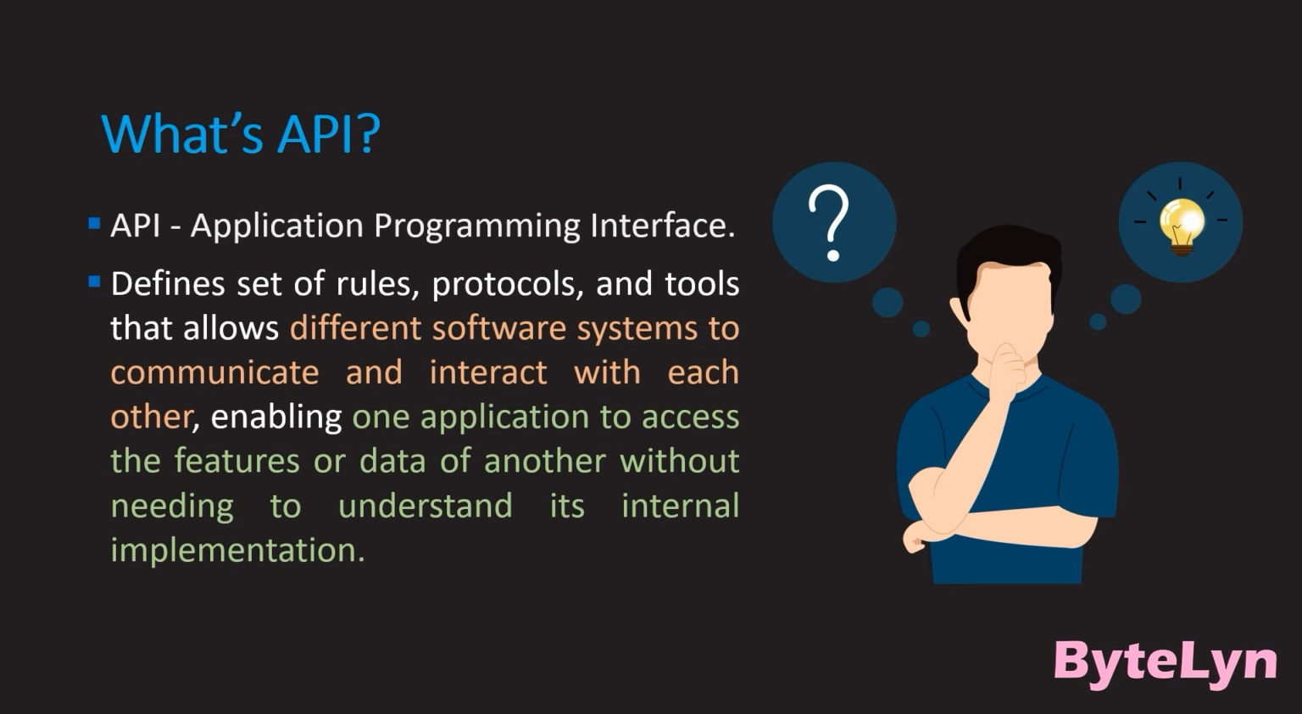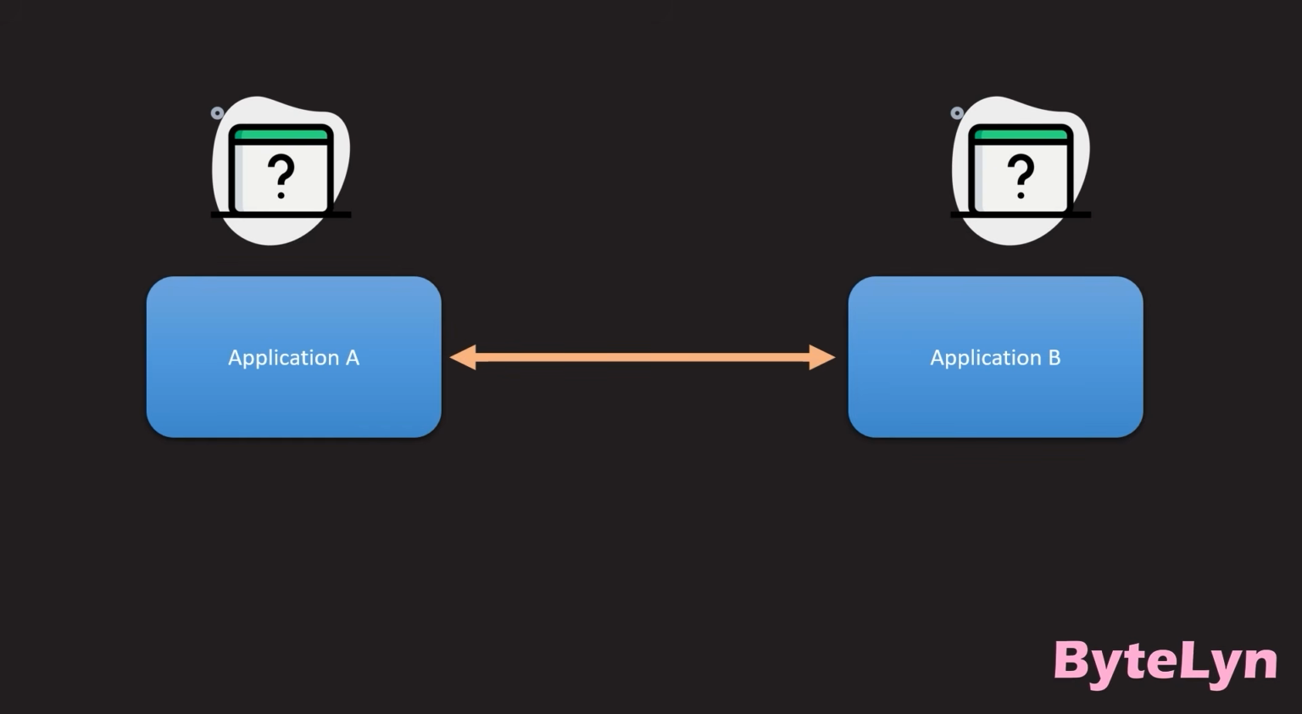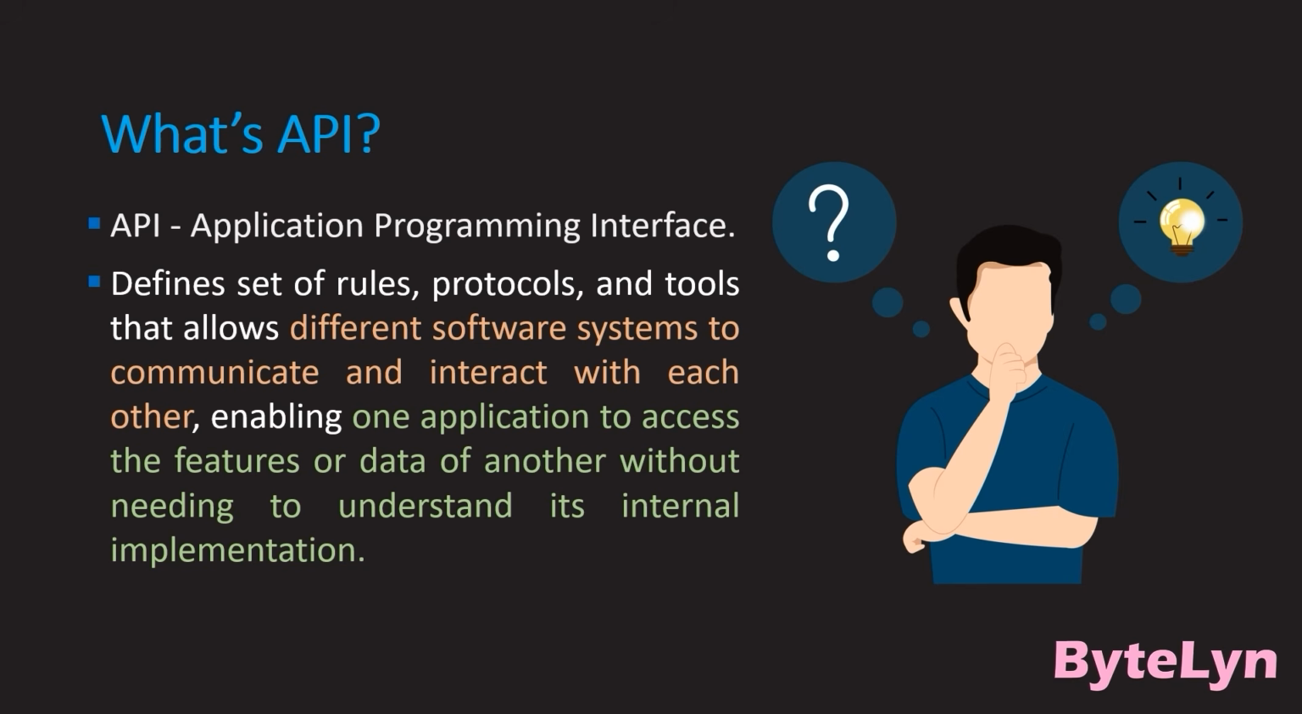For example, consider you have two applications, application A and application B. You want to establish communication between these two applications. This is where an API comes into the picture. With the help of an API, you can do the communication between application A and B. You can transfer the data from A to B or B to A, but you don't need to know how system A and system B have been designed or developed. You don't need to know about anything. So that's what is mentioned here: one application can access the features or data of another application without needing to understand its internal implementation. You don't need to know how it is implemented behind the scenes, but you just want to transfer the data from one system to another system. In this case, an API will be very useful.